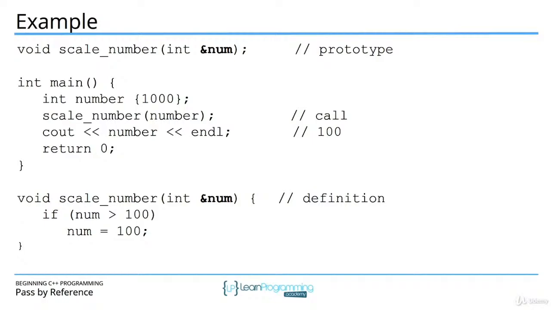Since the formal parameter in the scaleNumber function is a reference parameter, this means that num is an alias for number. If we change num, we're changing number. Behind the scenes, the location of number is being passed into the function. So the code in scaleNumber checks to see if the number is greater than 100. In this case, it is. It's 1000. So we set num to 100, and the function completes. When we return to main and display number, it will display 100.